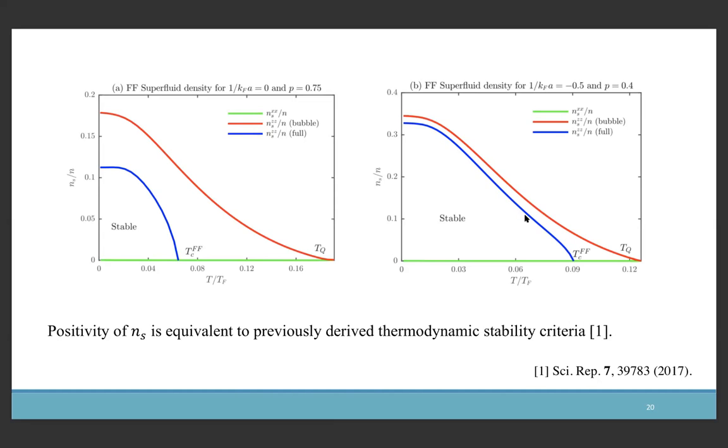Now, what's interesting is that while the superfluid density for the Fulde-Ferrell system had not been computed previously, the thermodynamic stability of the Fulde-Ferrell phase was known in terms of derivatives of the thermodynamic potential. And what was interesting is that it turned out that the positivity of the superfluid density was actually equivalent to the thermodynamic stability criteria that people had derived before.